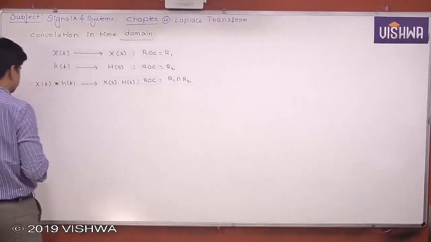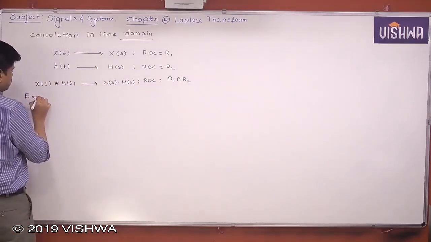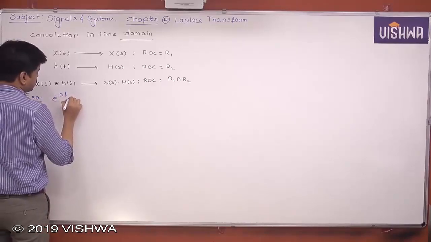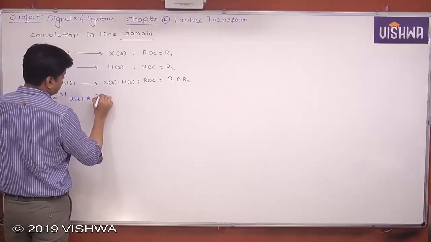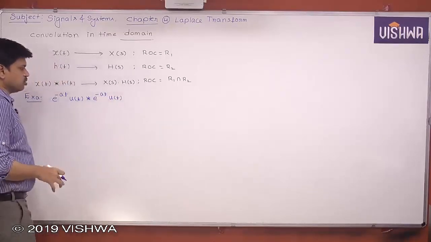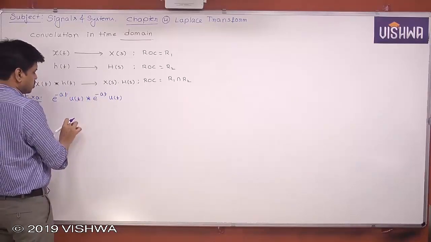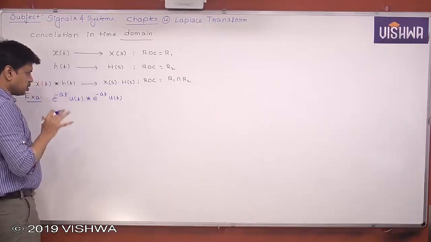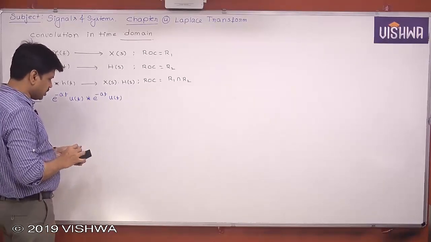Let's take an example. e power minus at u of t convolved with e power minus at u of t. We know from the convolution that this results in t e power minus at u of t. Can I get the same thing from the Laplace transform or not? We have to check. For that, let's see.